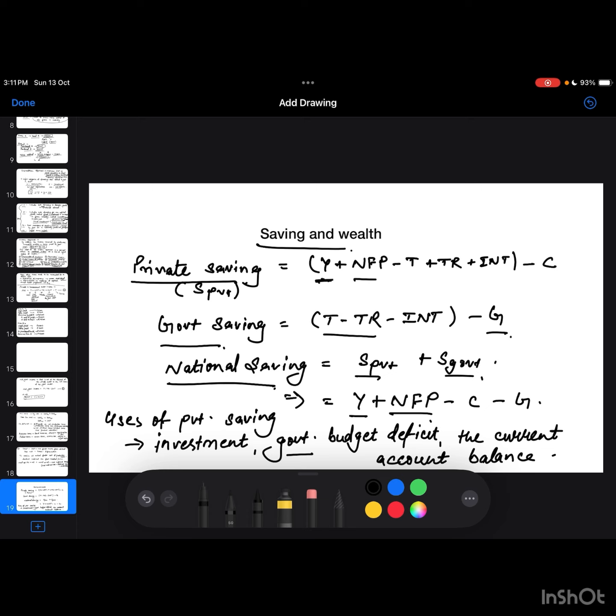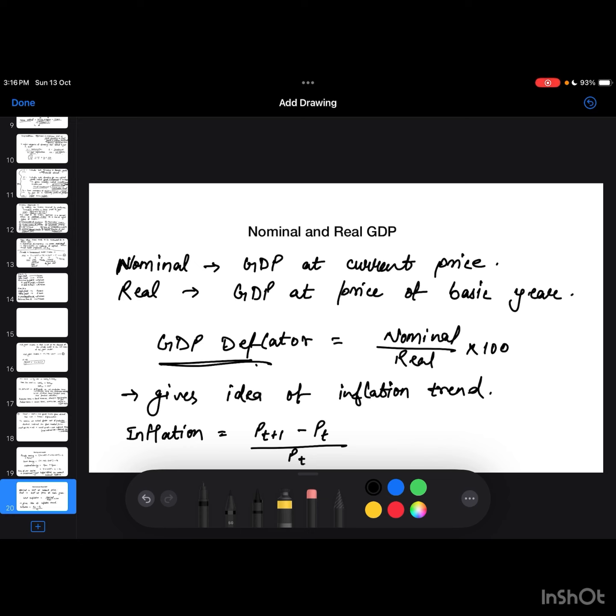Government can borrow from the private saver to finance its deficit, and also to maintain the current account balance. Now, nominal and real GDP. Nominal is something that is calculated at the current price, and real is calculated at the price of a reference period or a base period. And GDP deflator is a price index, and it measures the overall level of the prices of goods and services that are included in GDP.